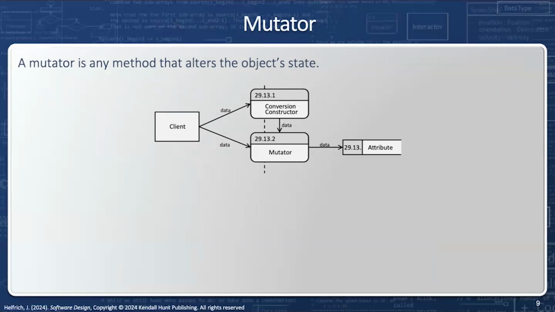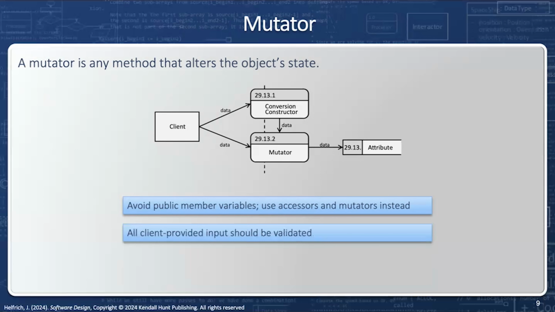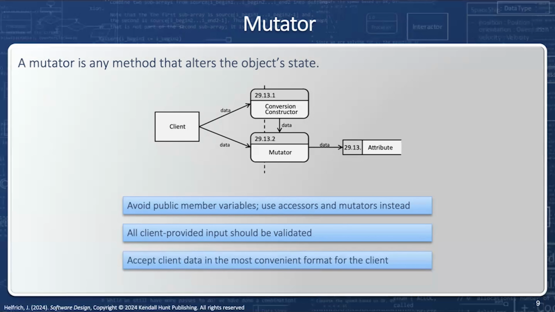Next, mutators. A mutator is any method that alters the object's state. So here we have a mutator that's going to take data in, it's going to send data to the attribute, but we also have a conversion constructor. Now observe how the conversion constructor is going to call the mutator to make sure that all that data validation is done in a single location. Best practice: avoid public member variables, use accessors and mutators instead, and all client-provided input should be validated. And don't forget, accept input data in the most convenient format for the client. In other words, we want to make sure that our class is most useful in the context of the program for which it's built. Therefore, our public interfaces should accept data that's convenient to the client.